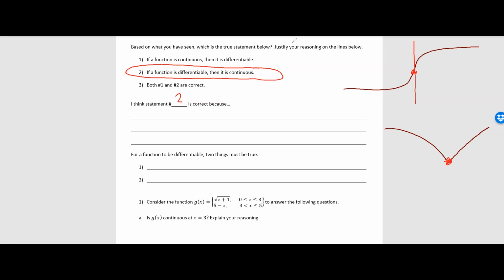So again, we're going to talk about why this is true, but for now, we're just going to put why the other ones weren't. So I think statement number 2 is correct because a function can be continuous but not differentiable. And again, those are strictly from our examples above that we tested. So if a function is differentiable, then it will be continuous, and we're going to talk about that right here.